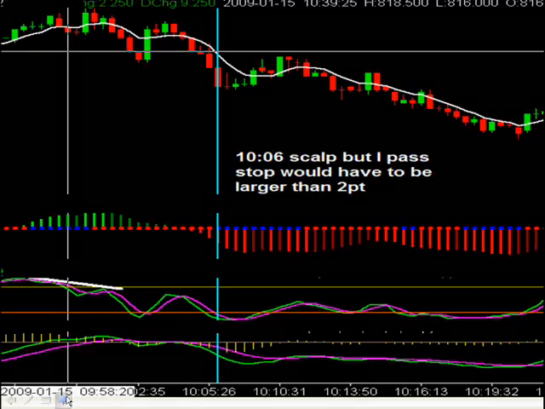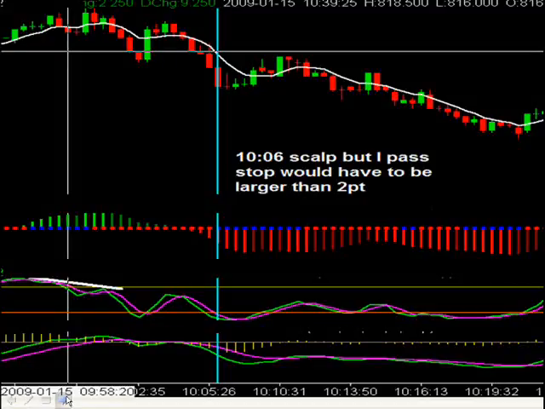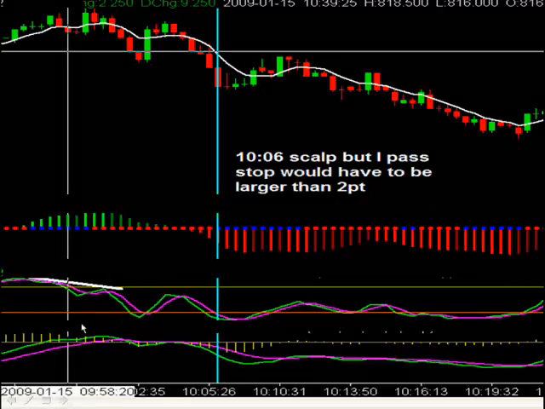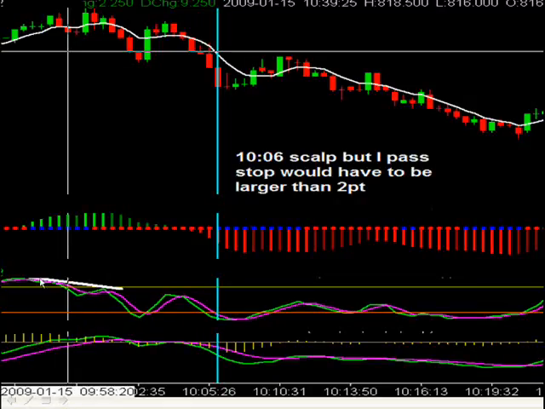I wanted to show you this. This was a scalp trade that was setting up short at about 10:06, and it was nice. I liked it. I did not take it, and I'll tell you why. I like it because we have divergence on our indicator. So indicator going down, price going sideways, so that's always a good sign. So we get our scalp occurring and you can go short.